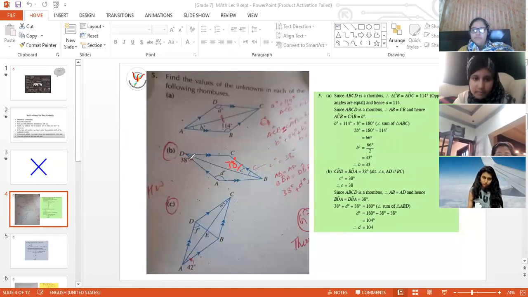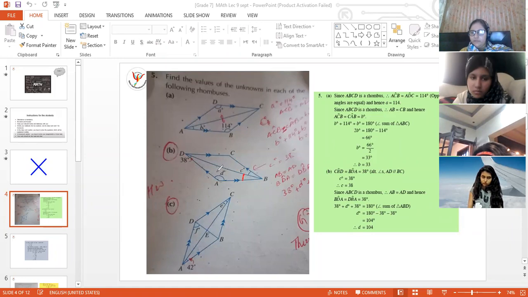Okay. Now, if this is 38 degrees, this will also be 38 degrees. How is this going to be 38? See, if I take triangle ABD, and again, if the sides are equal, the angles will also be equal. If sides are equal, the angles will also be equal. So if I can say this is 38, this will also be 38 degrees.